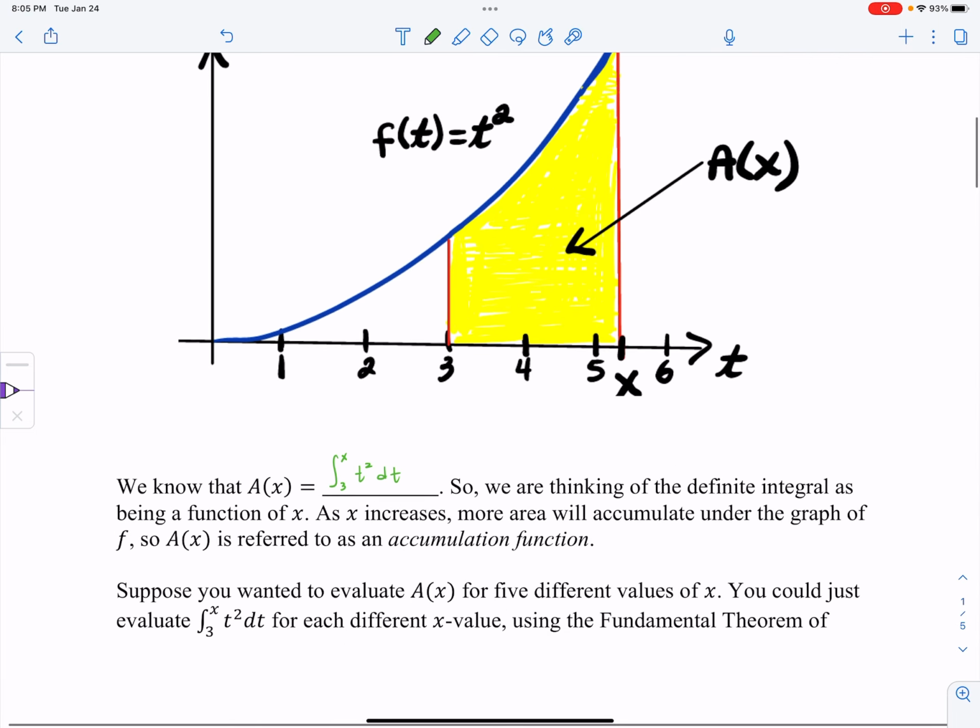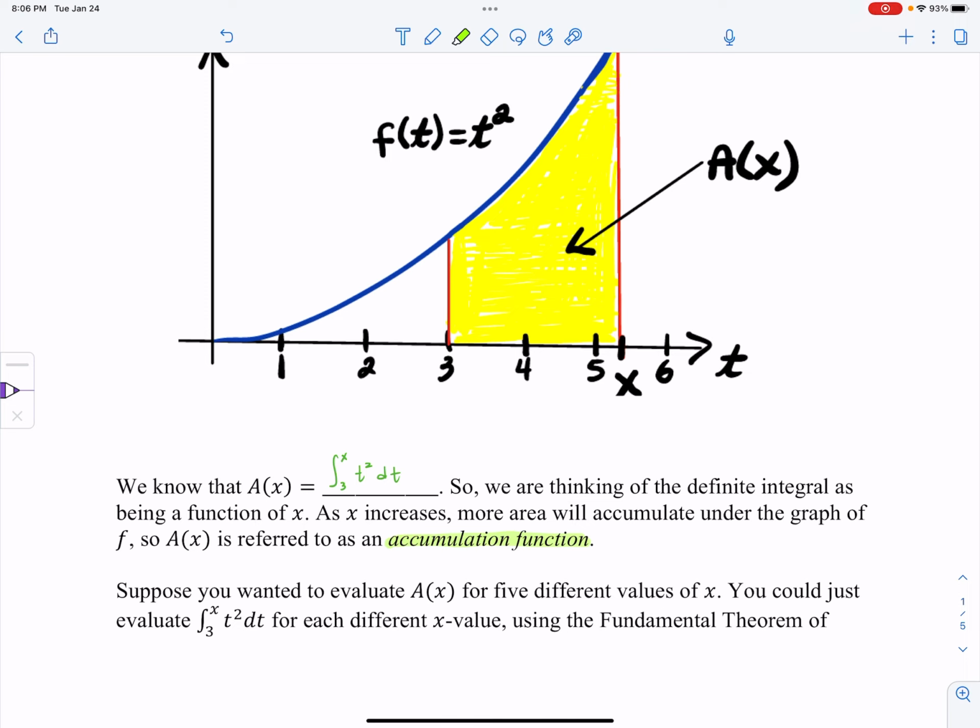So we are thinking of the definite integral as being a function of x. As x increases, more area will accumulate under the graph of f. So a of x is referred to as an accumulation function. Sorry, I'm having a hard time saying that right now, I think because I'm stuffy. And you're going to hear this term accumulation function come up again, so just planting the seed for now.